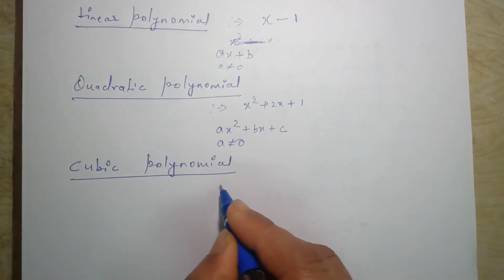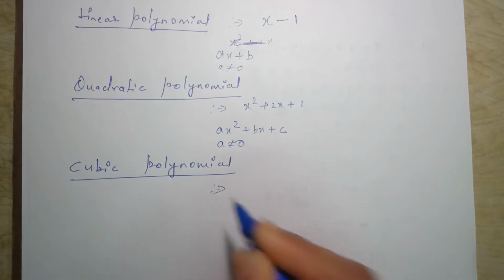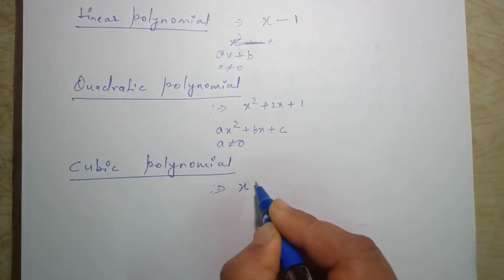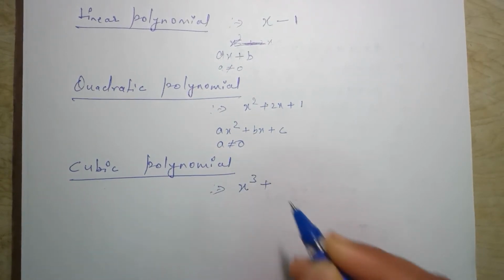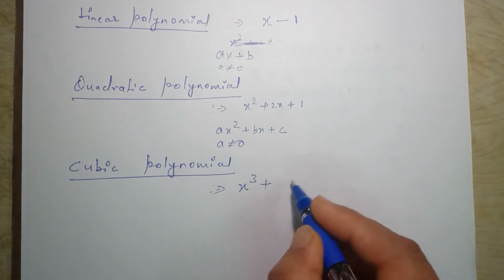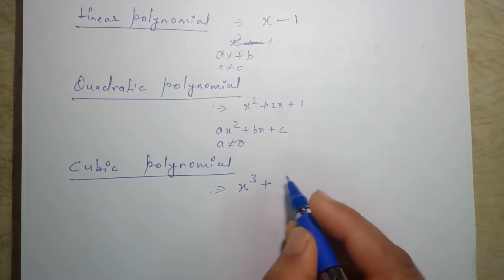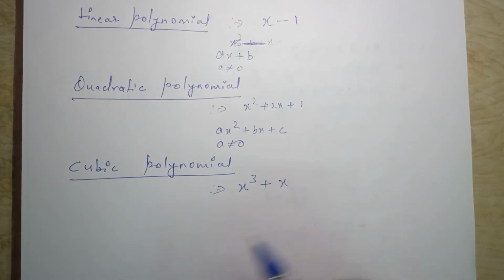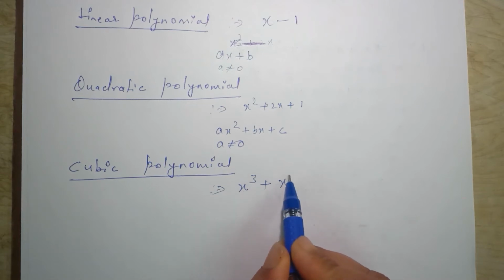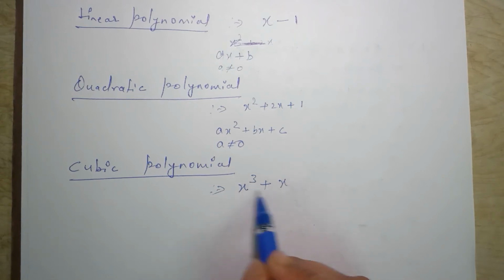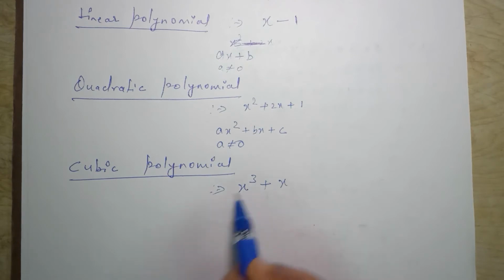Cubic polynomial. For a cubic polynomial, the highest power, or the degree of the polynomial, should be 3. Suppose I am writing x cube plus x. Here we are observing two terms. One has the power 3, another has the power 1, but the highest one is 3. So the degree of the polynomial is 3. So that's why it will be classified as a cubic polynomial.